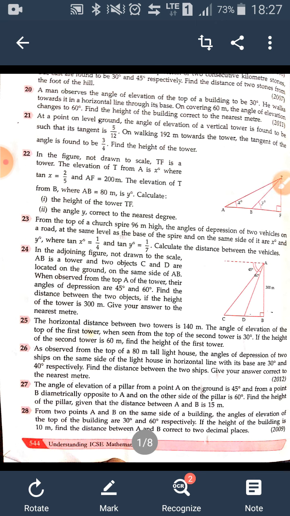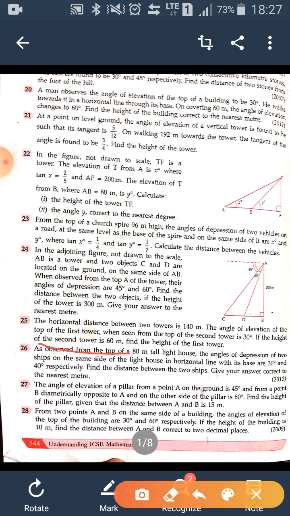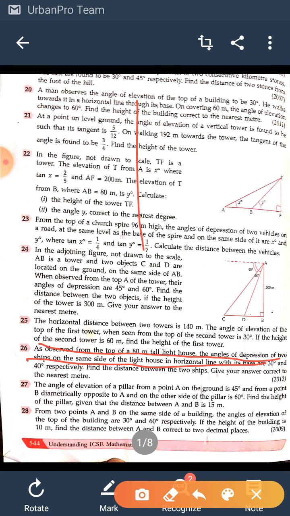So number 26, as observed from the top of a 80-meter tall lighthouse, the angles of depression of two ships on the same side of the lighthouse in the horizontal line with base are 30 degree and 40 degree respectively. Find the distance between the two ships. So this is a tall lighthouse, which is 80-meter tall. The angles of depression of two ships on the same side of the lighthouse are 30 degree and 40 degree.